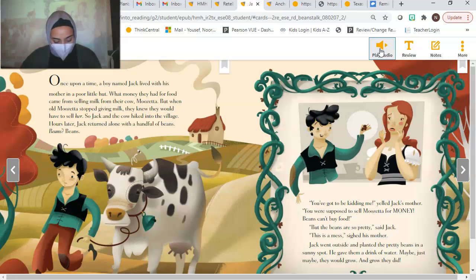Very good. They're poor. They don't have any money. Their cow Mosita has stopped giving milk, so they can't earn any money. That's the problem. How does he try to solve the problem? And does it work? How does he try to solve the problem, Rena?